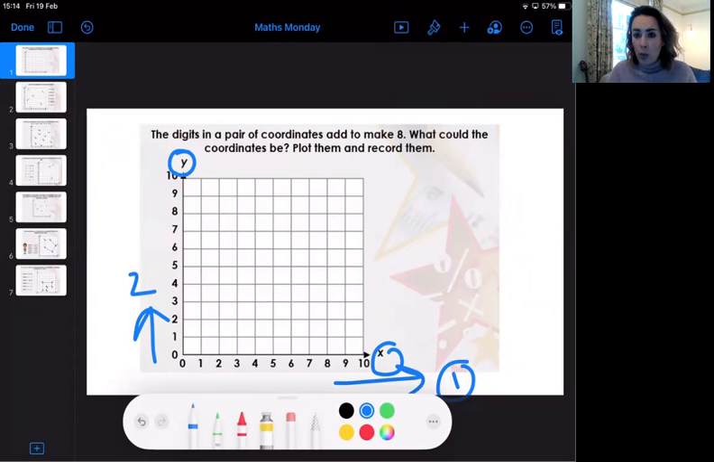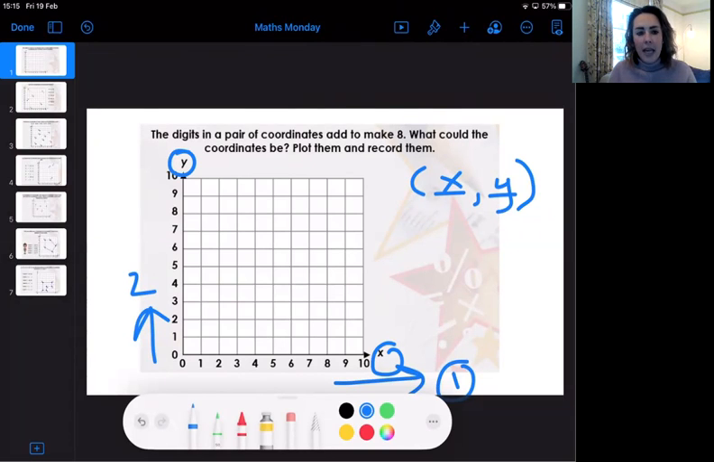Also, when we write coordinates, just a reminder, they're in a bracket and you have the first number, then a comma, so that's the x-axis, and then you have the y-axis and you close the bracket. So that's what it looks like when you record or write down coordinates. Let's have a look at this first activity together.